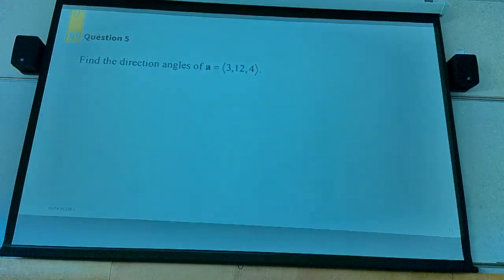Direction angles for the vector 3, 12, 4.